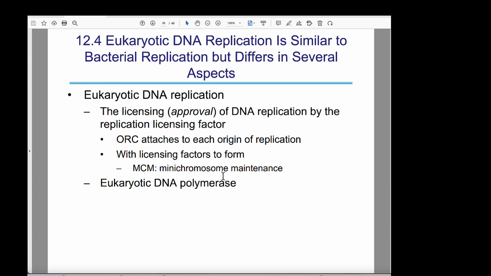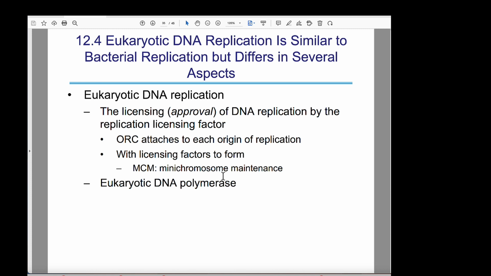The association of these licensing factors is that the ORC is going to attach to the origin of replication. And remember, there are multiple origins. They combine with these licensing factors to form what we call an MCM, mini chromosome maintenance. One of the complexes or proteins involved with that is called the MCM2-7. And they bind to the origin, and this also comes back into play in the S phase.